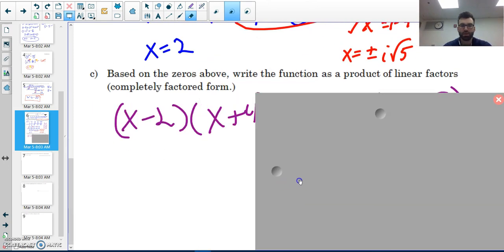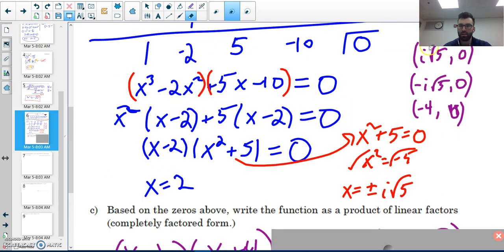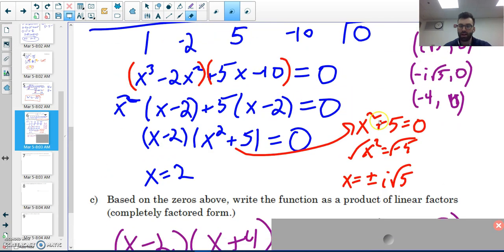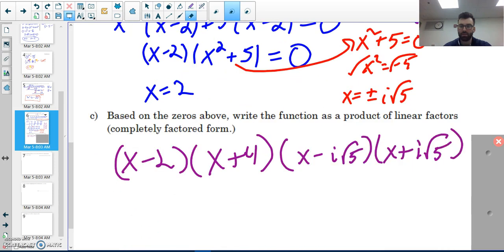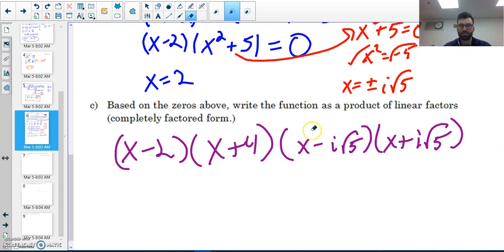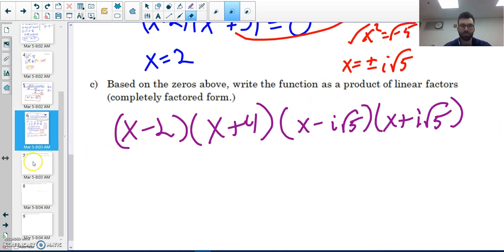But x minus 2, all right, I know that negative 4 was a 0 as well, so x plus 4 is the factor. Okay, I had positive i root 5 and negative i root 5, which means I'll have x minus i root 5 and x plus i root 5 as my other linear factors. So this is a completely factored form.